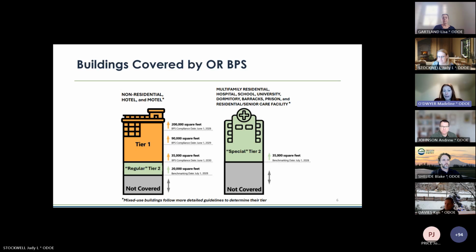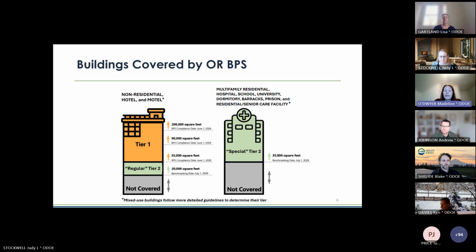Now you'll see that there is a second color on this diagram in green, and there it's labeled as a regular Tier 2 or special Tier 2. No matter if it's regular or special, these Tier 2 buildings all have the same compliance date and the same compliance actions. These regular Tier 2 buildings will cover non-residential, hotel, and motels between 20,000 and 35,000 square feet.